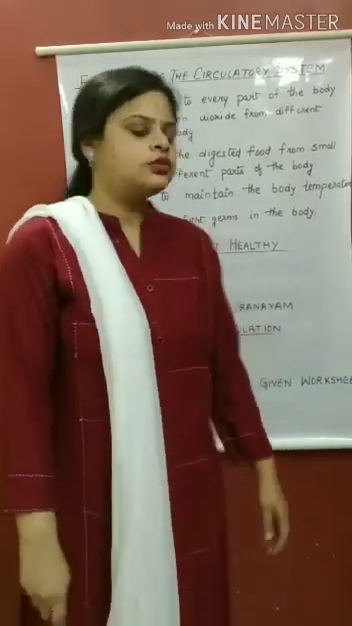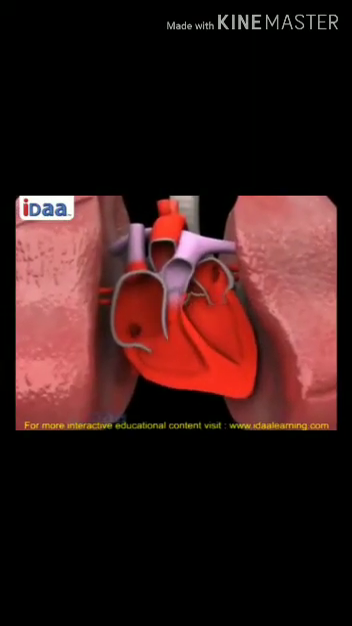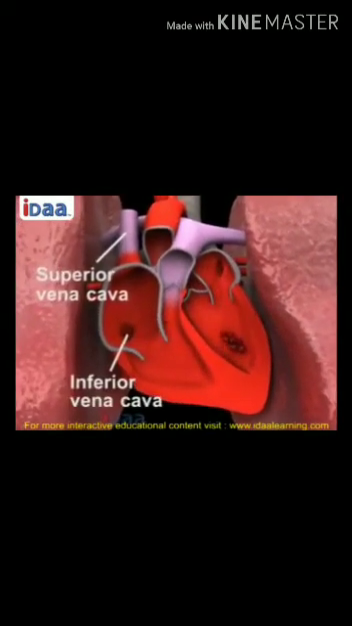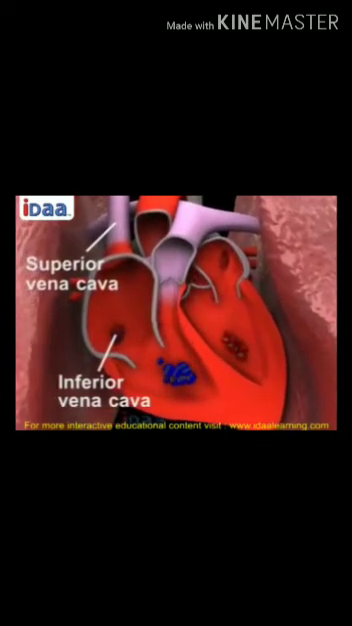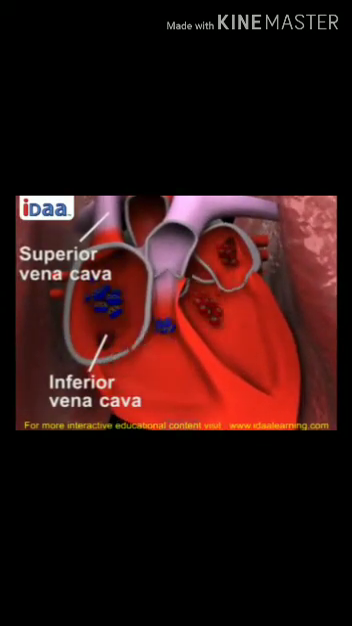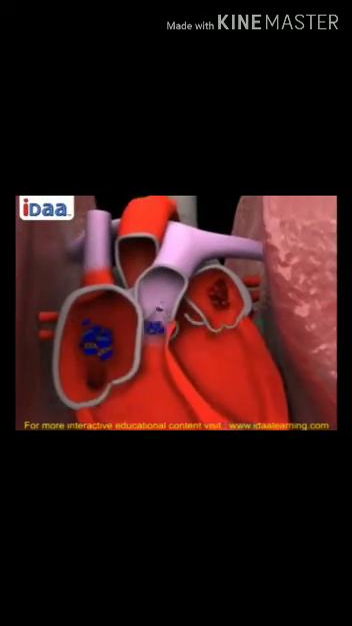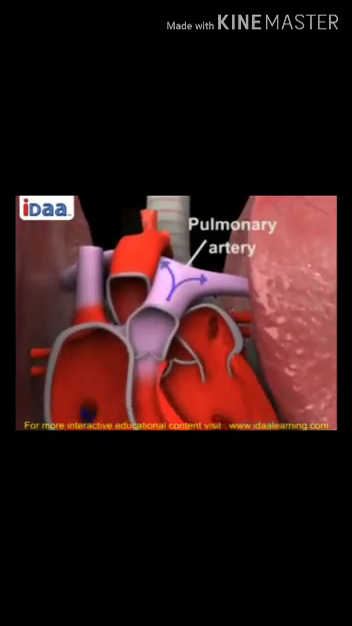Now we will learn about the process of blood circulation. Let's learn the direction of blood flow. The superior and inferior vena cava are the blood vessels which carry carbon dioxide-rich blood from the different body parts to the right atrium and right ventricle. The blood goes to the lungs via the pulmonary artery for purification.